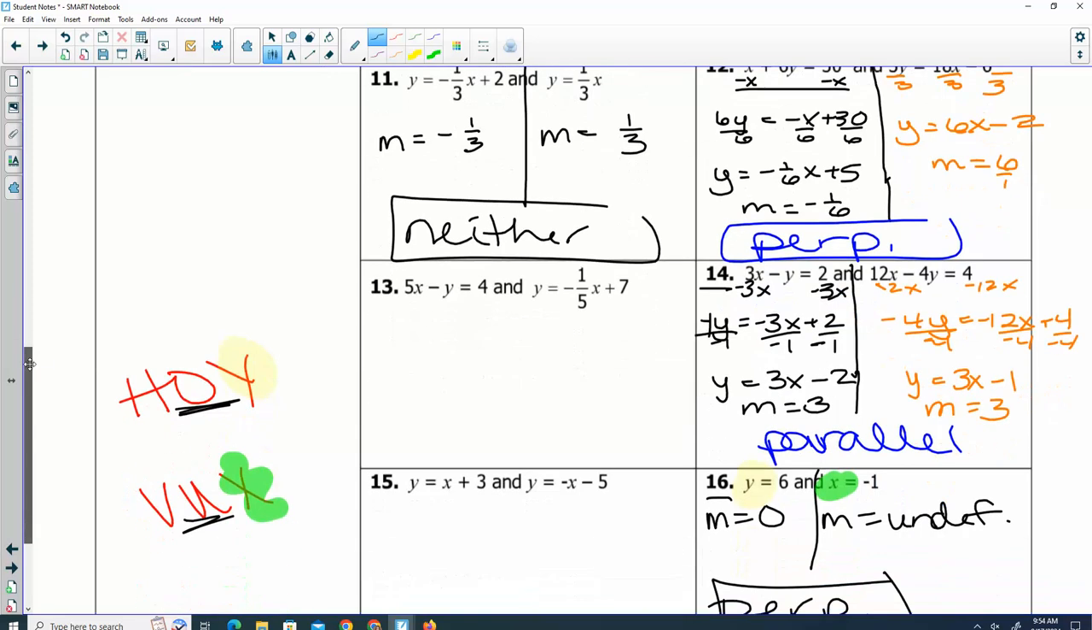All right, and problem 13. If they are not written in y equals mx plus b form, we have to rewrite the problem first. So in order to find my slope, I have to get my y by itself. And this is where I've seen the most mistakes in solving for that y. So if I'm getting y by itself, what do we do first?